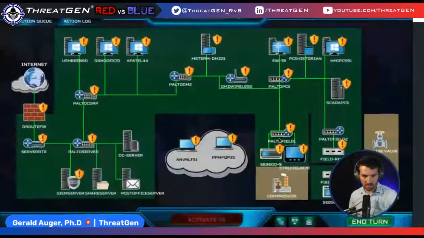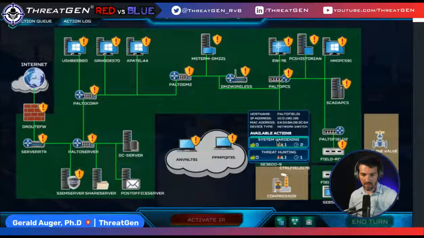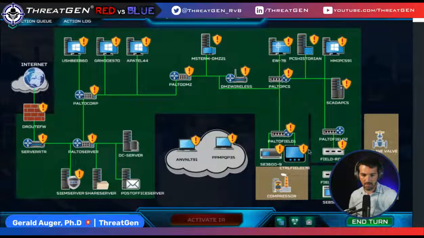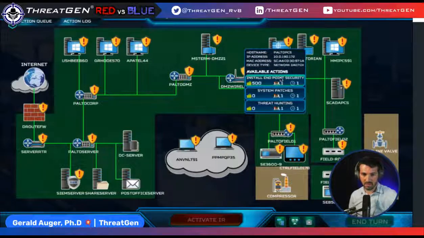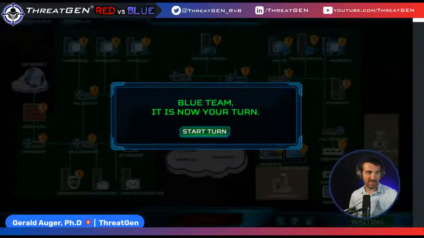All right, now let's... Can we harden this thing? System hardening. Yeah, okay, so EDR and hardening in front of this thing. I really feel like I should have hardened this too. EDR on this guy. I'm playing lightning round here.